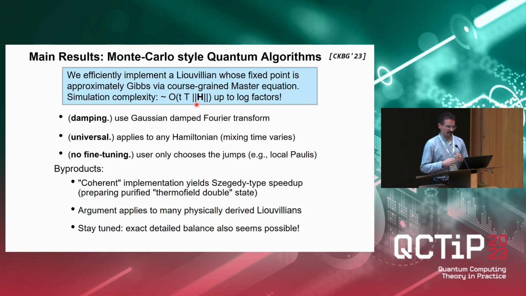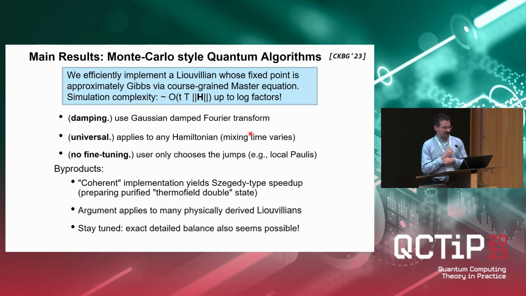We can actually add a lot of extra stuff. We can start to play with this master equation and use further dampening by using some cleverly chosen Gaussian weights, which further improve scaling with beta and accuracy. And another advantage of this scheme is that it's very universal. It applies to any Hamiltonian. The only difficulty is that you need to argue about the mixing time being nice. And this does not require fine-tuning, no hyperparameter tuning. Just use your jump operators and you have the recipe what to do.